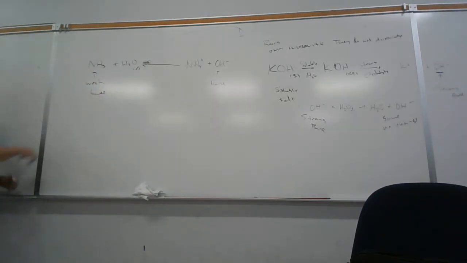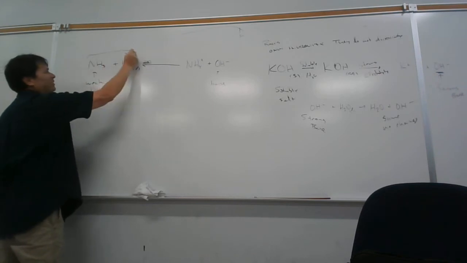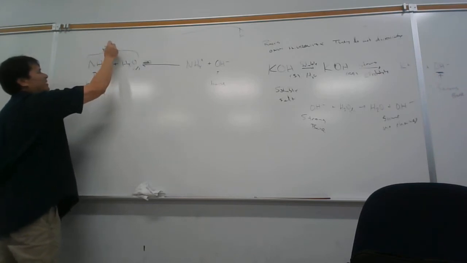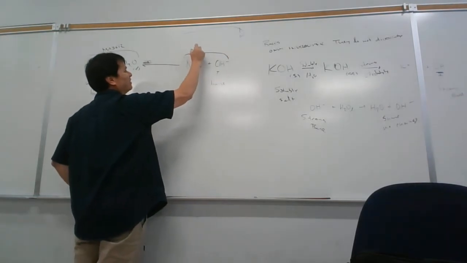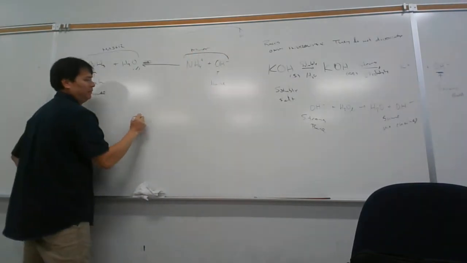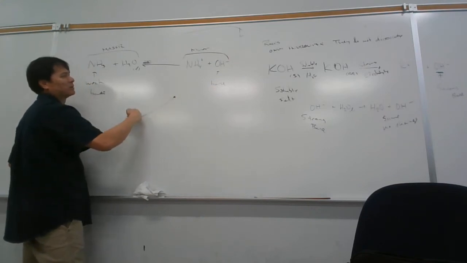Okay, so the ammonia is not going to dissociate into ions. Ammonia is this, and so the major species here are this. This is the major, and the minor species here are the ions. This is the minor. And this is uphill. We say the driving force is backwards.